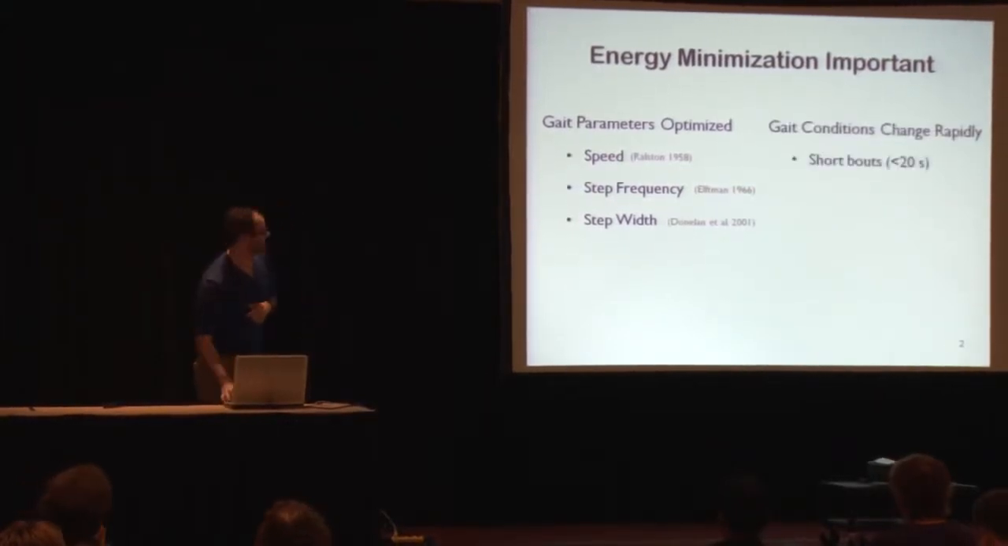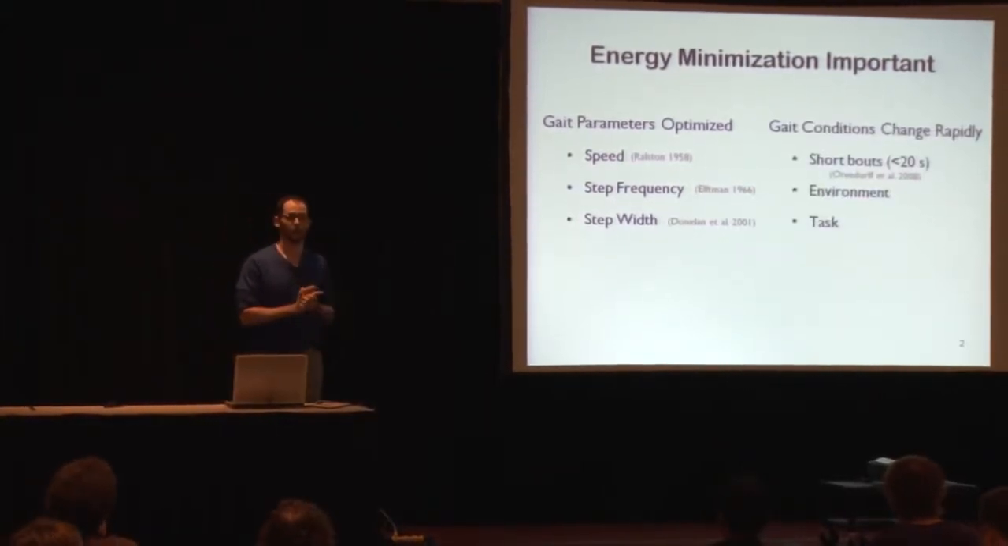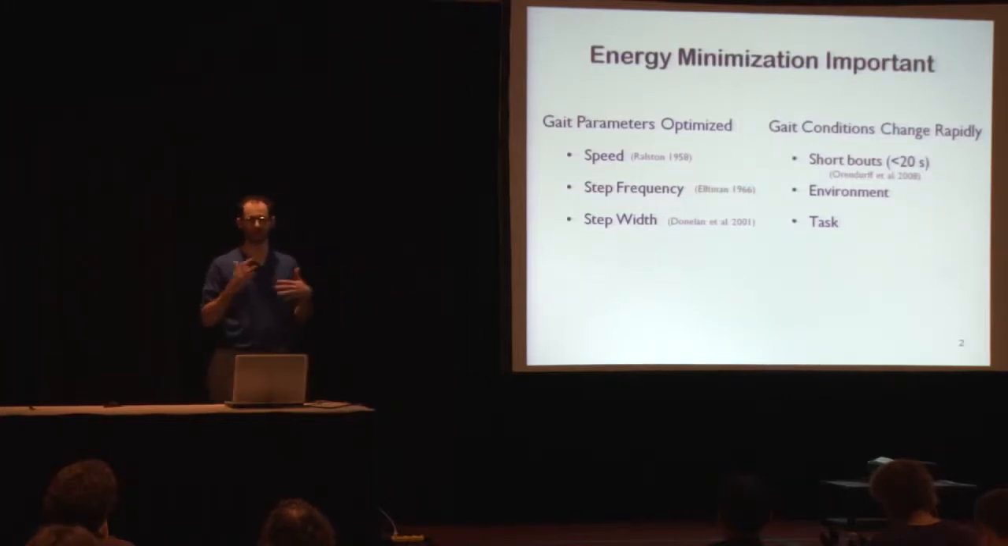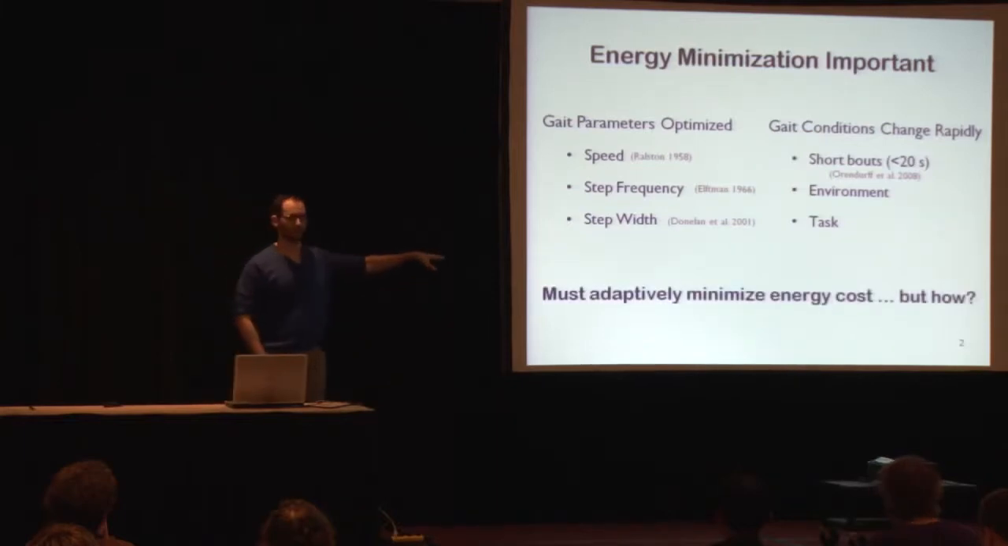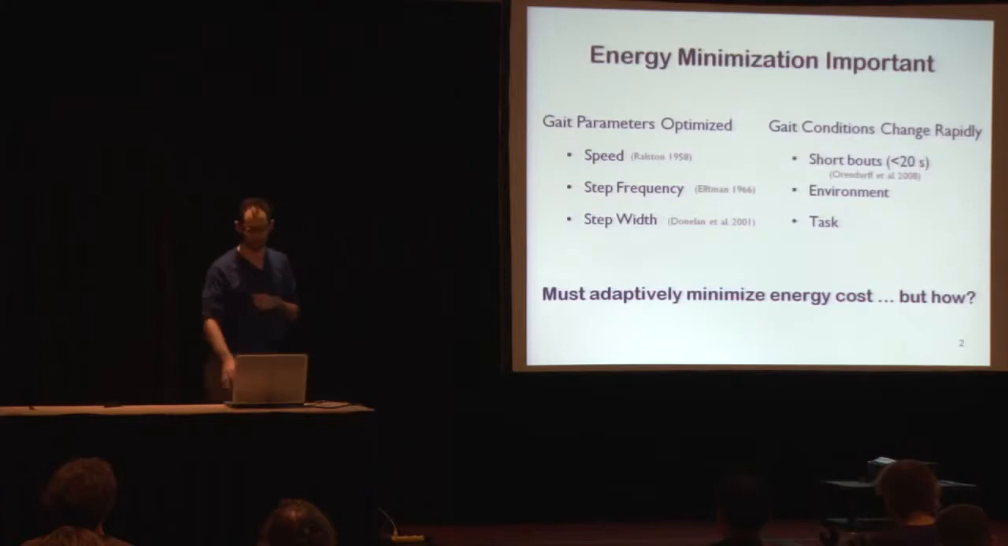Another idea is that gait conditions tend to change rapidly. We only tend to walk in bouts that are less than 20 seconds. And then even for longer bouts, terrain is never perfectly level and steady. It's always changing. So given these naturally varying conditions, it would be ideal to have an adaptive process that is keeping up with that. So we're asking, do you adapt metabolic costs? And really what we're asking then is, do you use sensory feedback, some sense of metabolic costs, and are you adapting gait based on that?